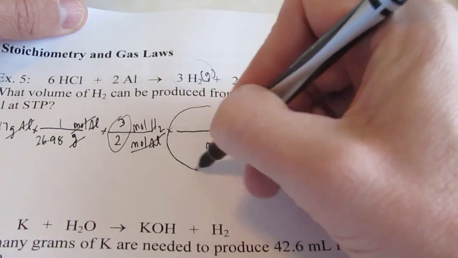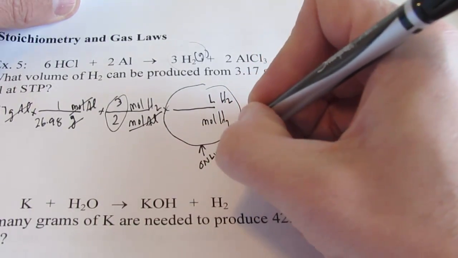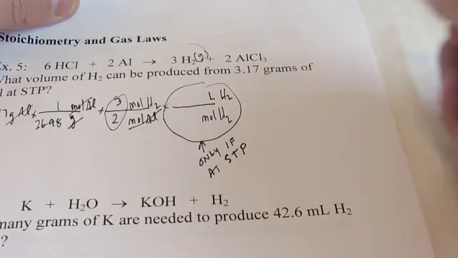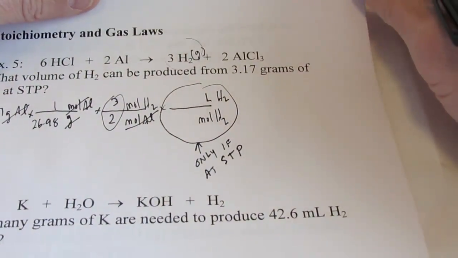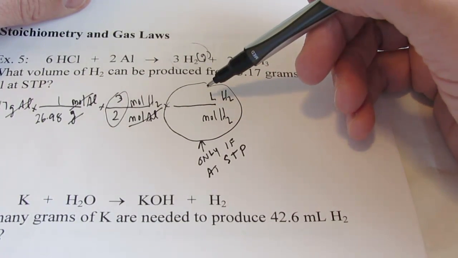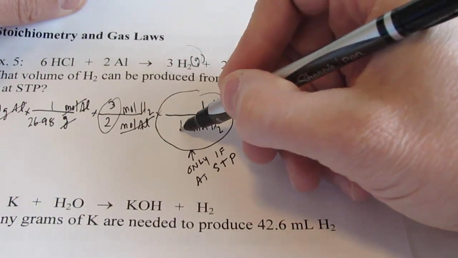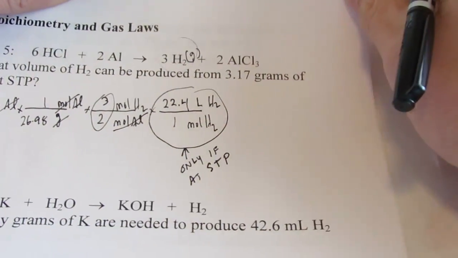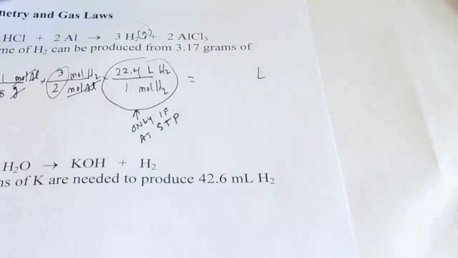Now, I can use this special conversion factor only if we are at standard temperature and pressure, which we are. I set that guideline for you. We are at STP. So what is that conversion factor that will allow us to go from moles of any gas to volume, to liters of that gas at STP? That's right, 1 mole of any gas has a volume of 22.4 liters of that gas. Okay, so long as we're at STP. So, we're done. We just need to do the math here.